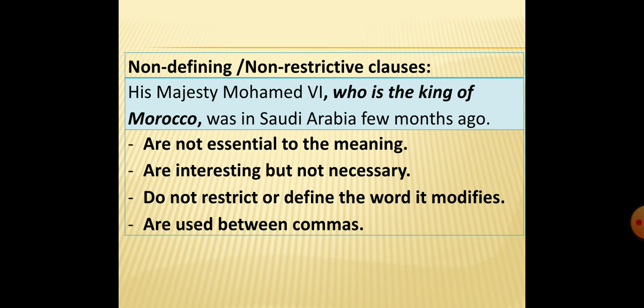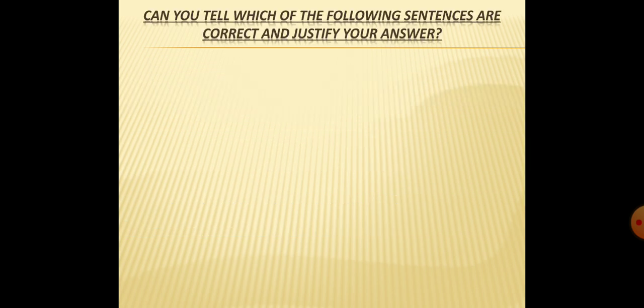Everyone knows that, okay? And also are used between commas. As you can see here, we put "who is the King of Morocco" between two commas, and it shows that the clause is not necessary for the meaning of the sentence, and it is non-restrictive. So that's it. Let's have a look at the following task.